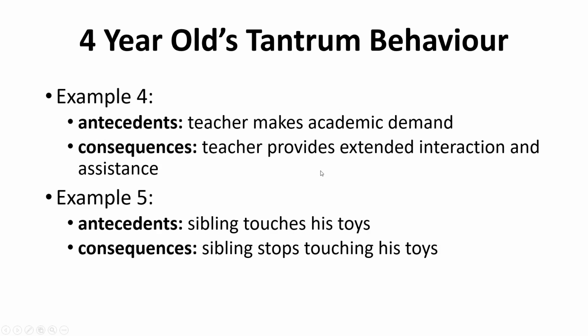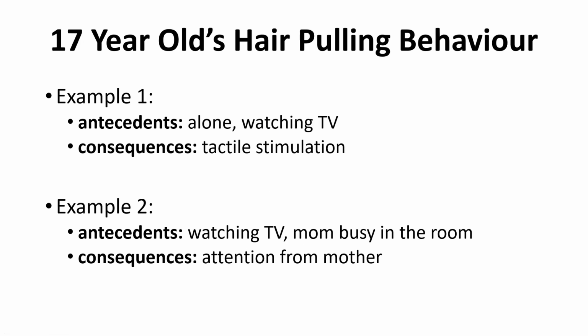And again, similar here, where the teacher makes an academic demand, the child throws a temper tantrum, and then the teacher provides extended interaction and assistance. Basically, they get attention after throwing their temper tantrum. And example 5, siblings touch his toys, so he throws a temper tantrum, and as a result, the siblings stop touching his toys. So these are all examples of identifying the antecedents and consequences that go along with our tantrum behavior.